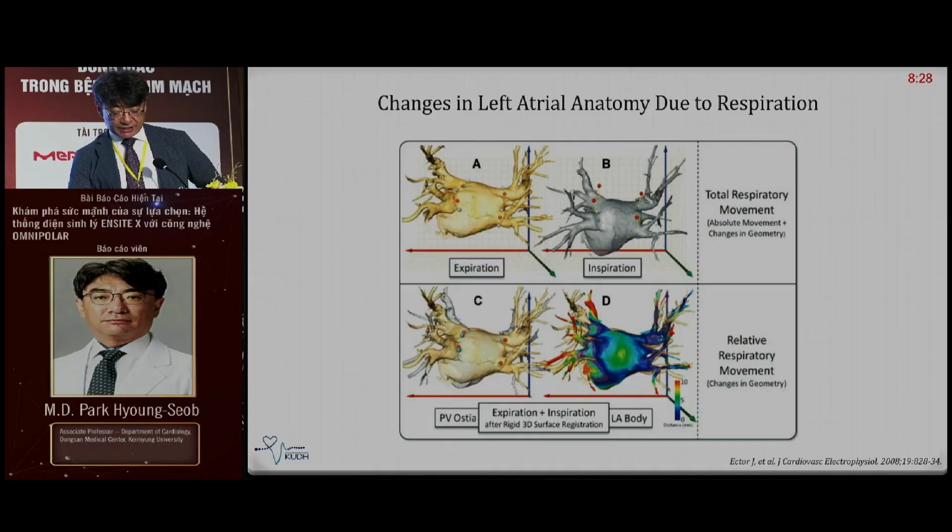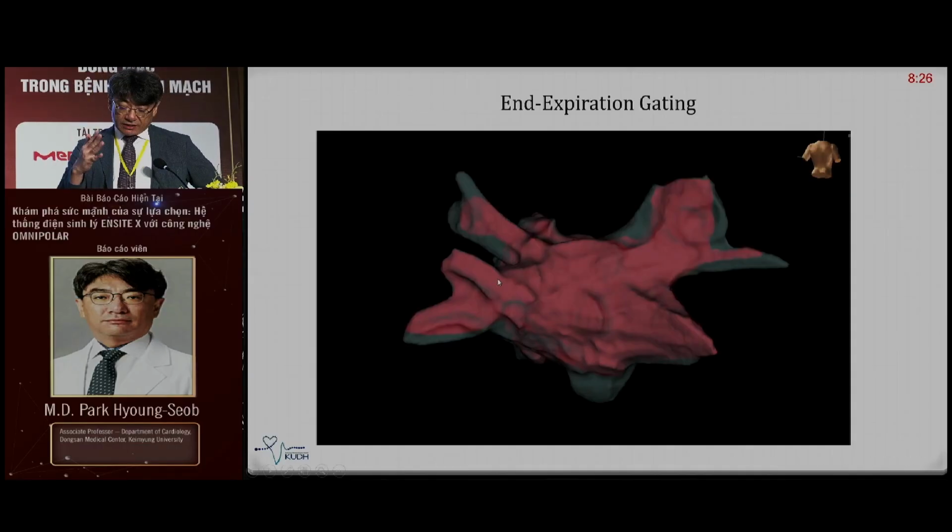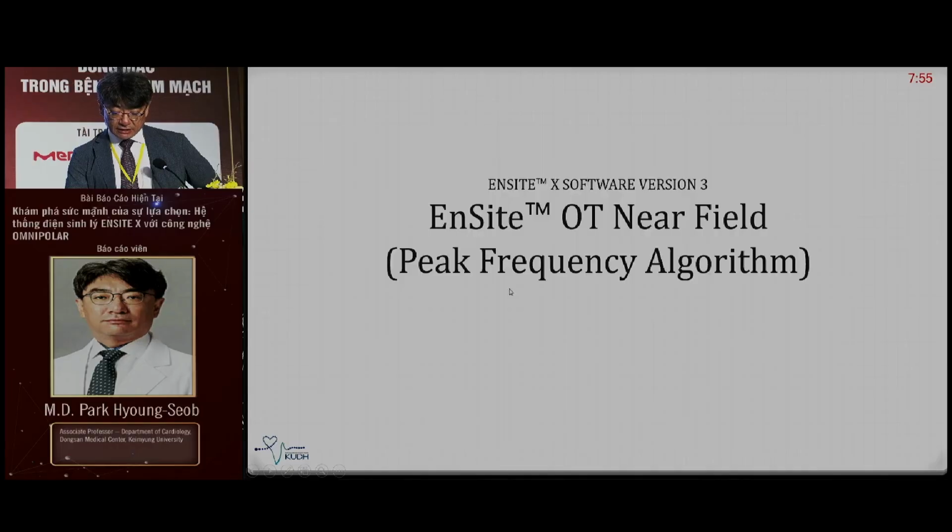3D anatomy acquisition. So before the EnSight X or Precision system, even with EnSight X version 1, it doesn't have the end expiration gating, but EnSight X version 2 has the end expiration gating. This is the anatomy without the expiration gating. This red anatomy is with the end expiratory gating. So it can give us more detailed and accurate information independent of respiration shift.